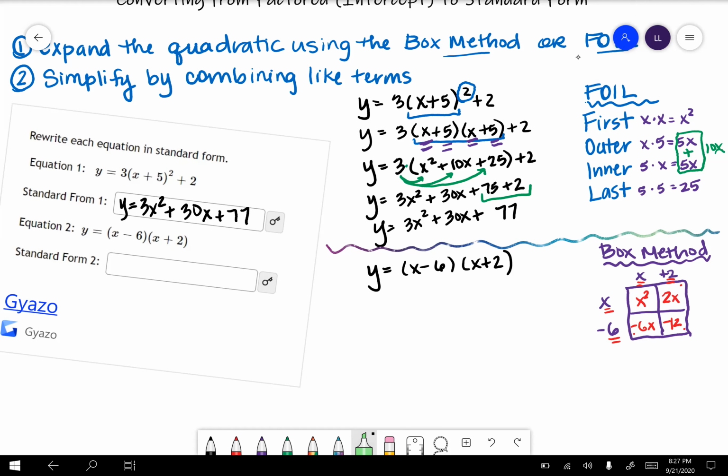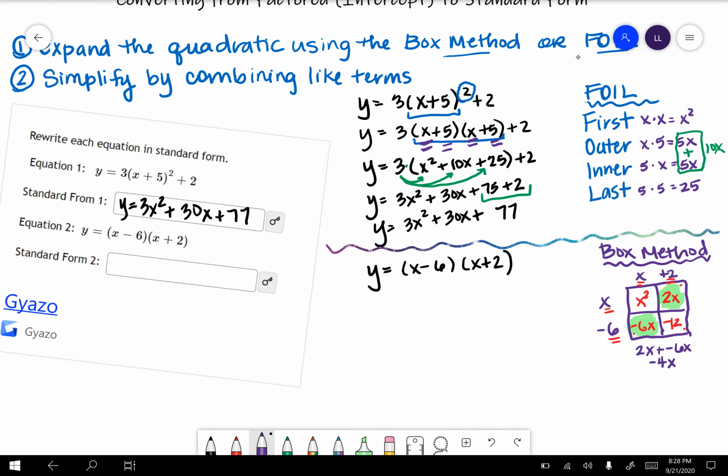And now I can combine like terms. Once again, the squared term is not like the linear term because it doesn't have the same exponent, even though it has the same base. So my 2x and my negative 6x are like terms. Remember, when we combine like terms, we add. So we're going to say 2x plus a negative 6x, and that gives us negative 4x.